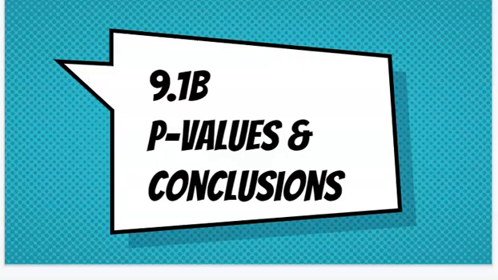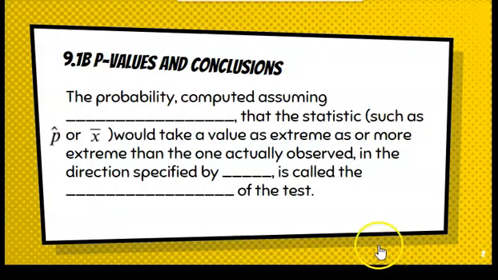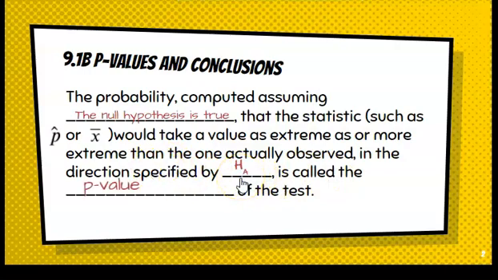All right, in part B, we're going to look at what are p-values and how do you draw a conclusion using a significance test. The probability, assuming that the null hypothesis is true, that the statistic would take a value as extreme as or more extreme than the actually one observed, is specified by the alternative, is called the p-value. Now that's a lot of words, it's very wordy, it's hard to understand.